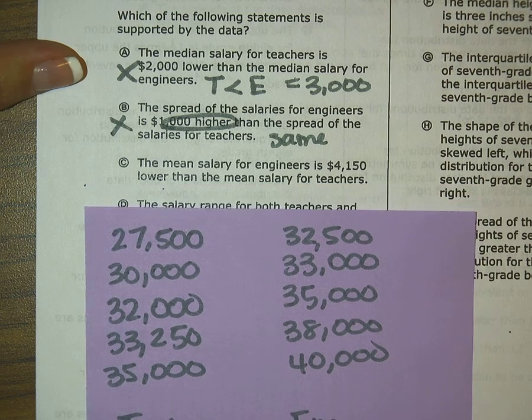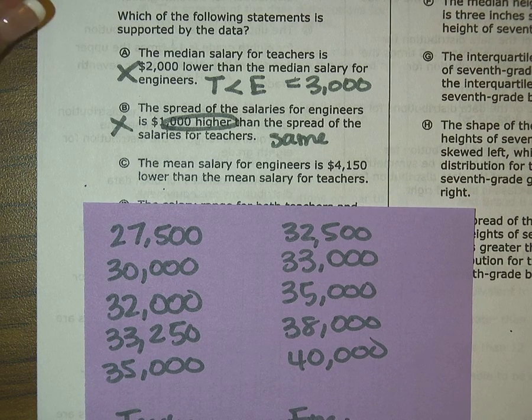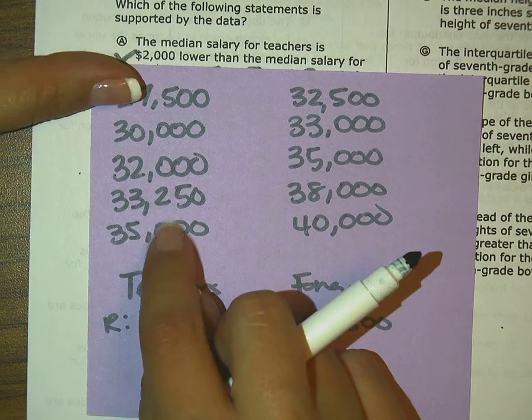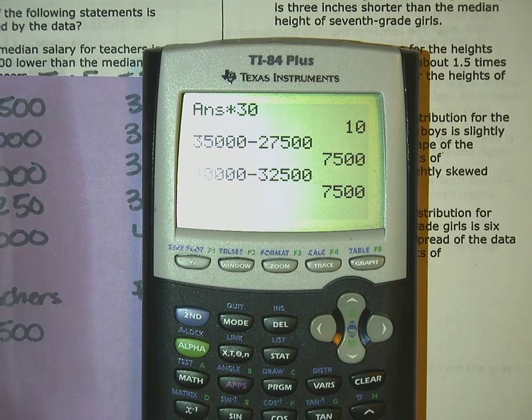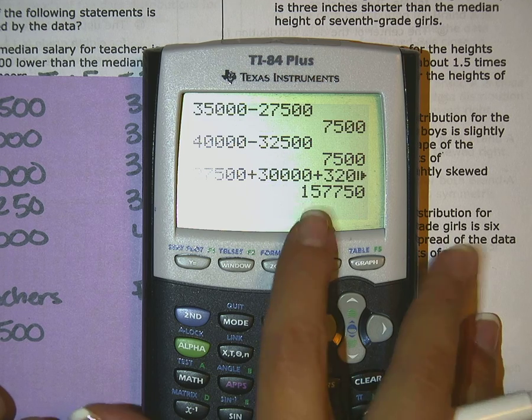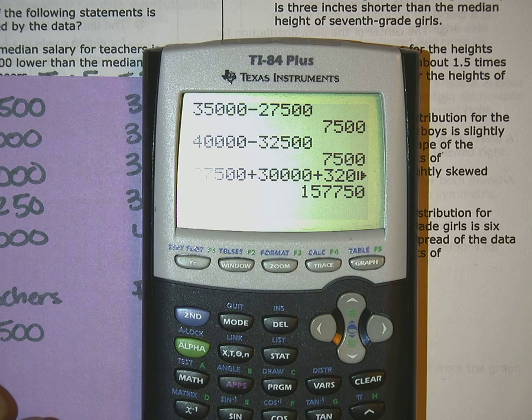Letter C says the mean salary for engineers is 4,150 lower. So to find mean, we have to add all of these up and then divide by 1, 2, 3, 4, 5. 27,500 plus 30,000 plus 32,000 plus 33,250 plus 35,000. That's 157,750, but that's clearly not the mean or the average. Now I have to divide, and there were 5 values, so I'm dividing by 5.